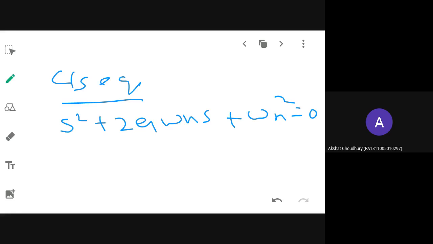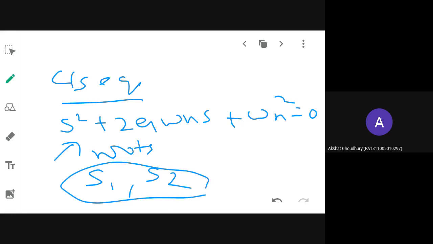Now the roots, how many roots will you have for this equation? This is of quadratic order, second order. So how many roots will be there? Two roots. Let the two roots be S1 and S2, which are also called poles.